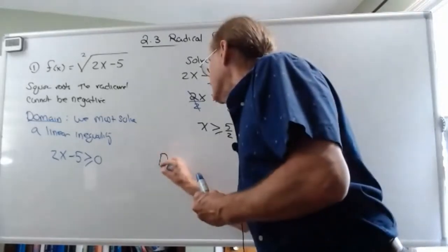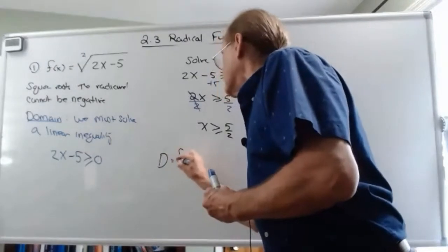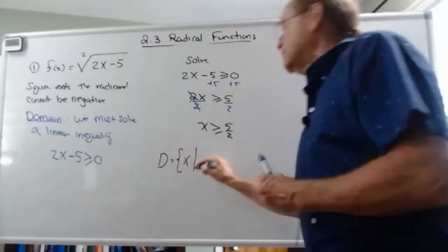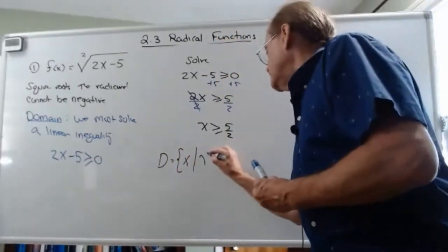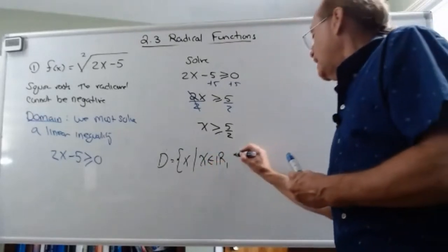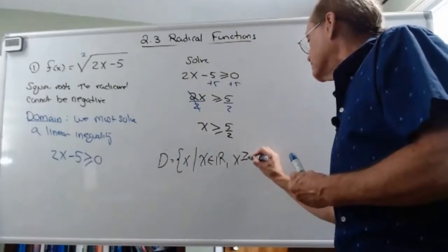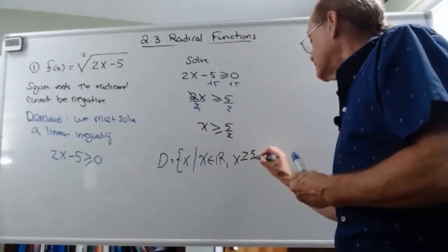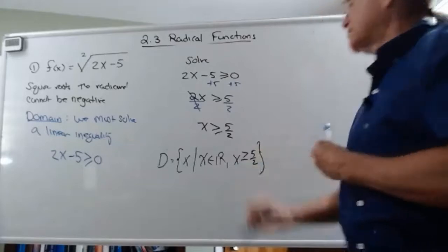So how might we write this formally? Here's the formal way of doing it. The domain is the set of all elements x such that, if you want to put all the details, x is a real number. You can include that or not. And we require x to be greater than or equal to 5 halves. That's my domain.